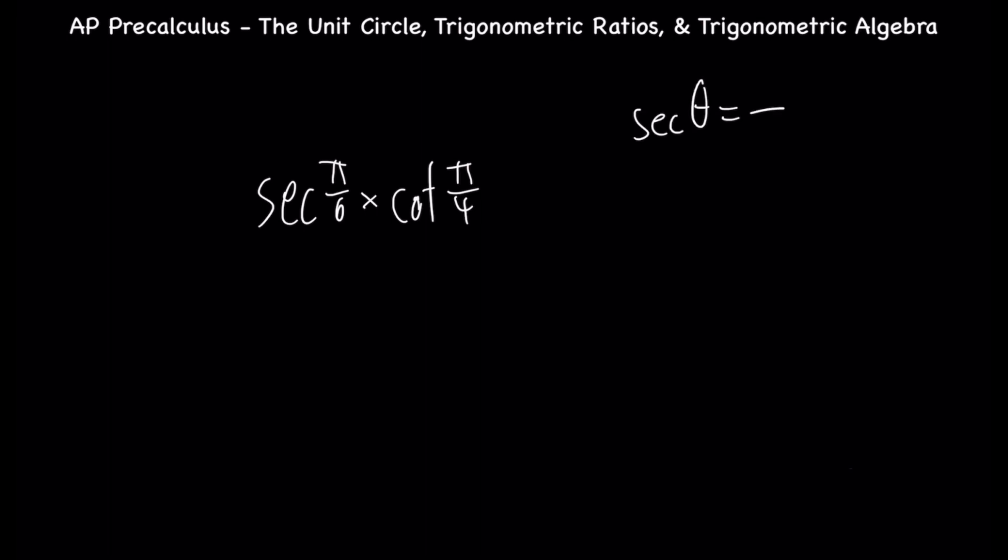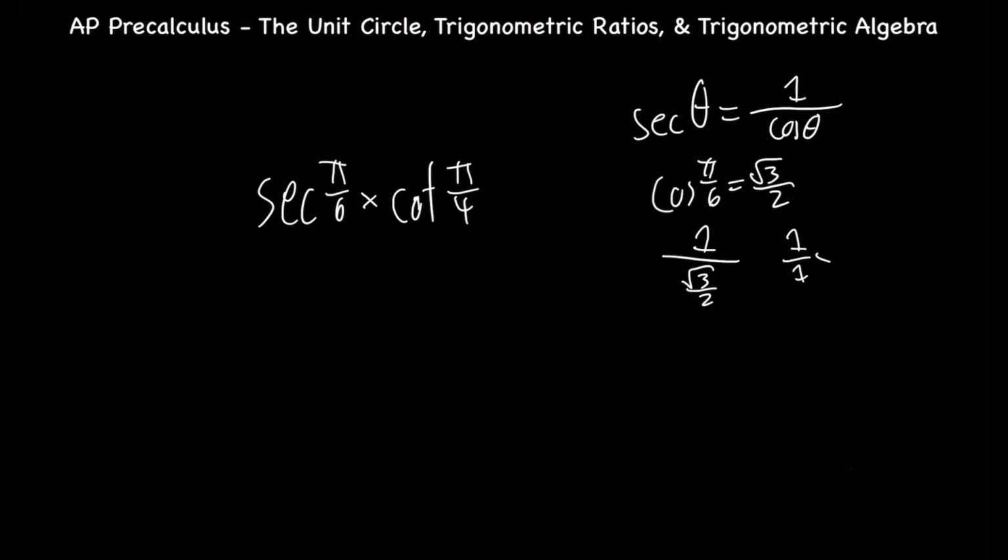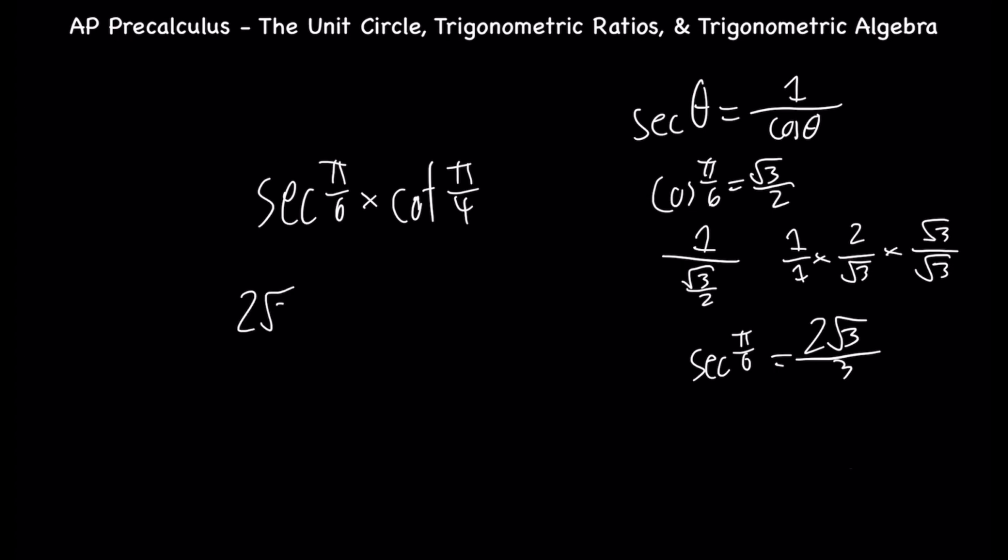We do know that secant theta is equal to 1 over cosine theta. And the cosine of pi over 6 is equal to what? Root 3 over 2. So all you have to do there is find the secant of it, which is just 1 divided by root 3 over 2, or what you could do, keep change flip. This is what secant pi over 6 equals. So we could just put that over here.